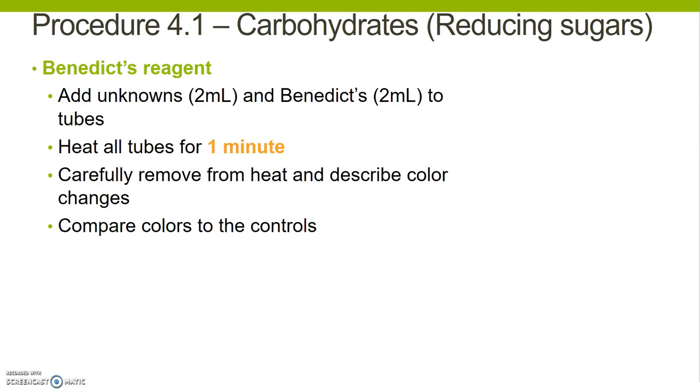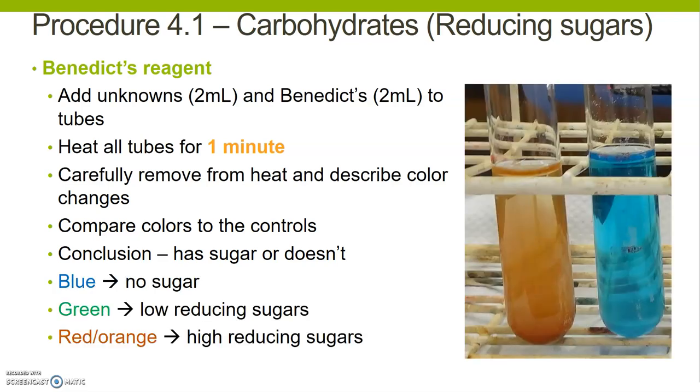What you're really going to do here is compare each one of the test tubes. In this one, it's 7 test tubes. You're going to compare the 5 unknowns to the controls. Your positive control for reducing sugars is test tube number 1, and your negative control is water, which is test tube number 2. So you're comparing test tubes 3 through 7 to test tubes 1 and 2. Does it look more like test tube 1 or more like test tube 2?